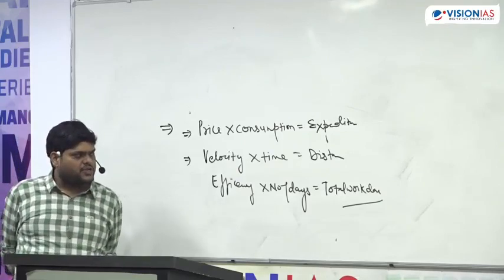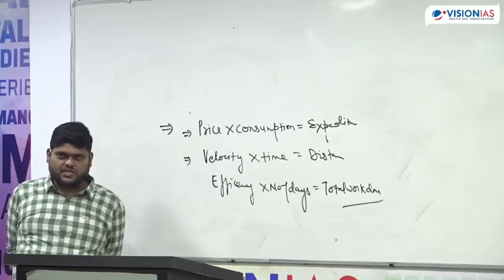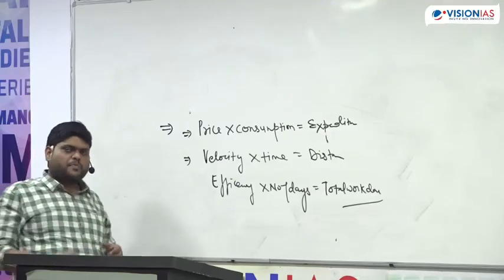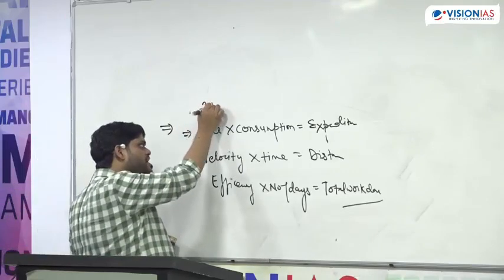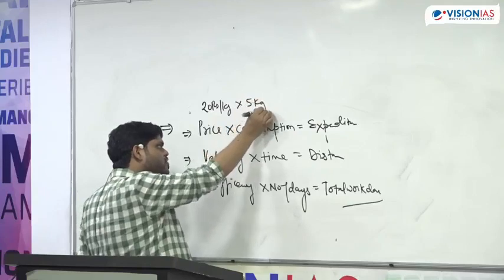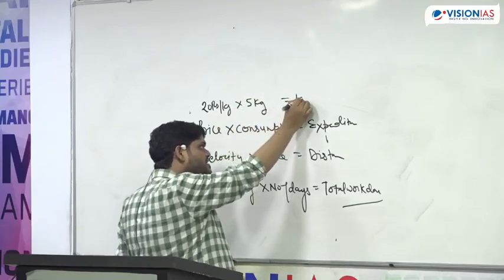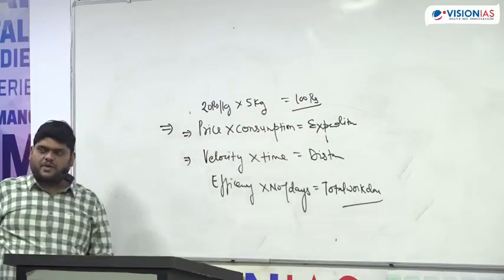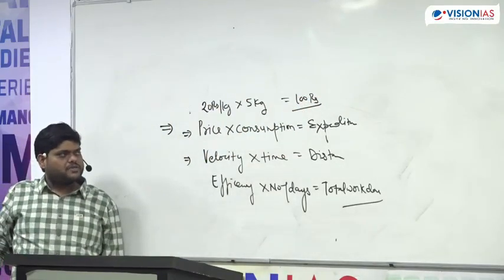Price into consumption is equal to expenditure. Suppose the price of mango is 20 rupees per kg and a person is eating 5 kg of mango. So the total expenditure will be 100 rupees.